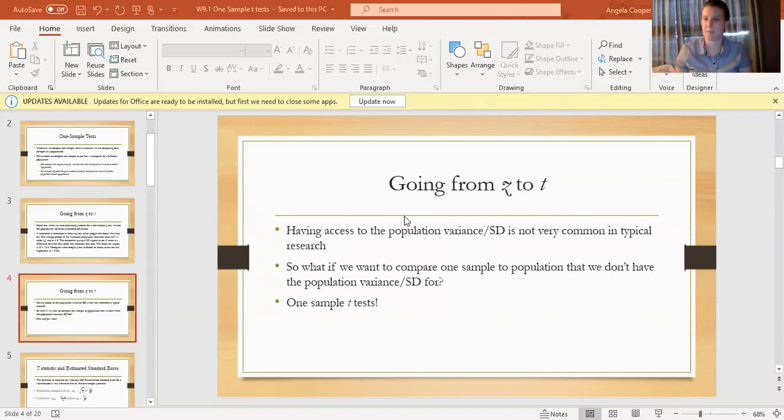So it's a lot of the same stuff, except you know you're dealing with a one sample t-test if you have the standard deviation for the sample, and you know you have a one sample z-test when you have the standard deviation of a population.